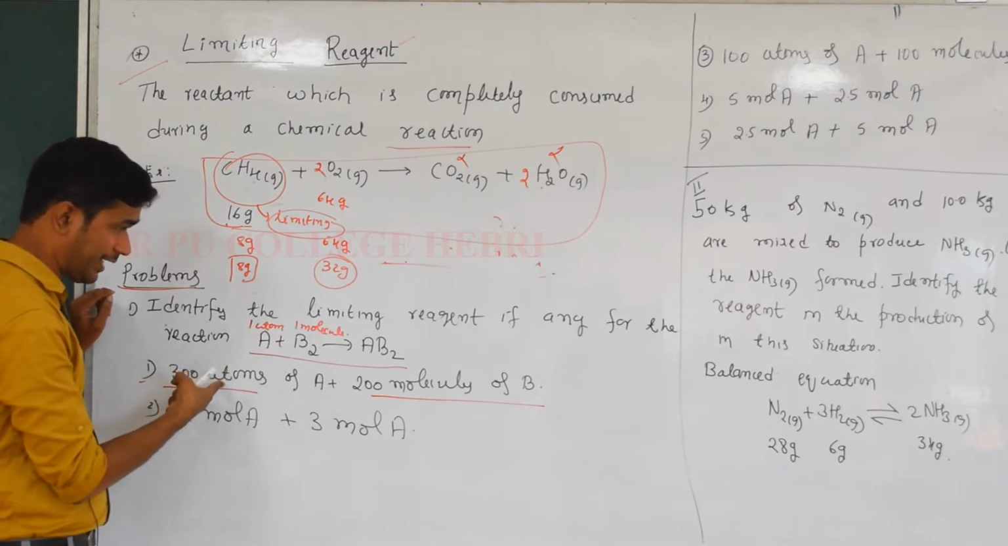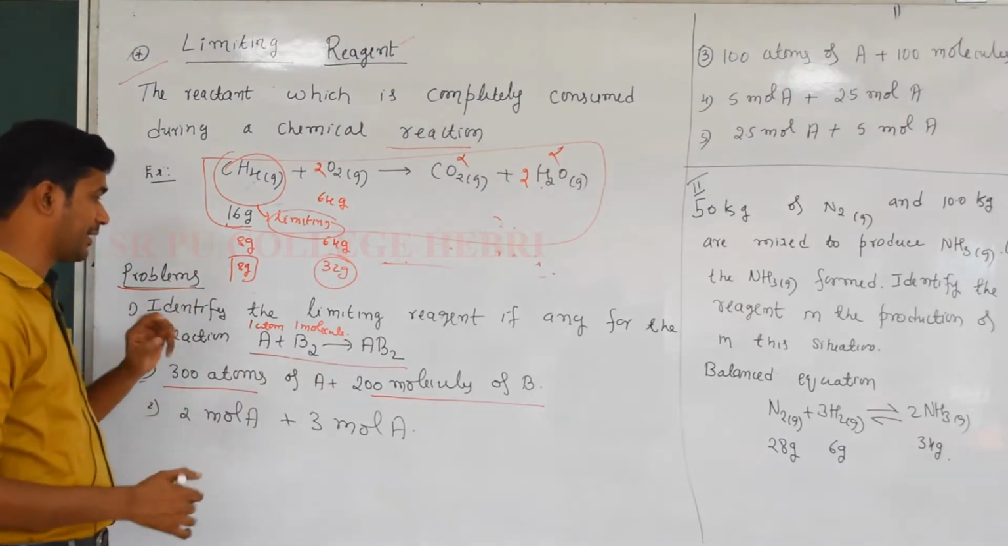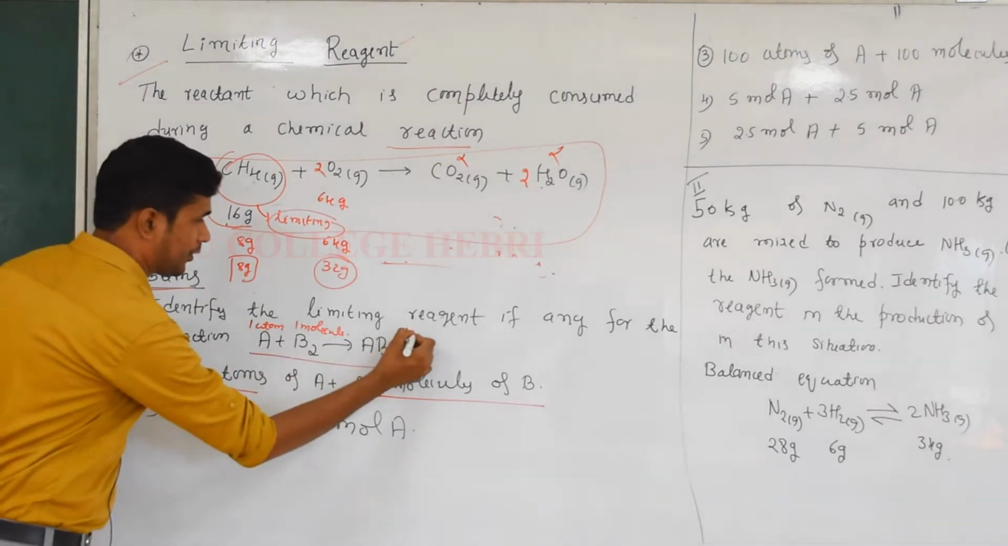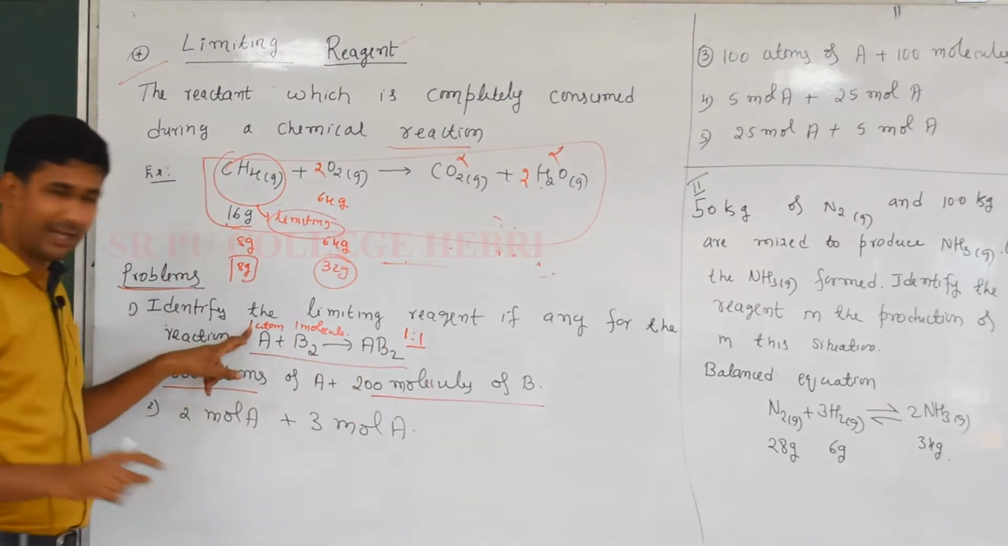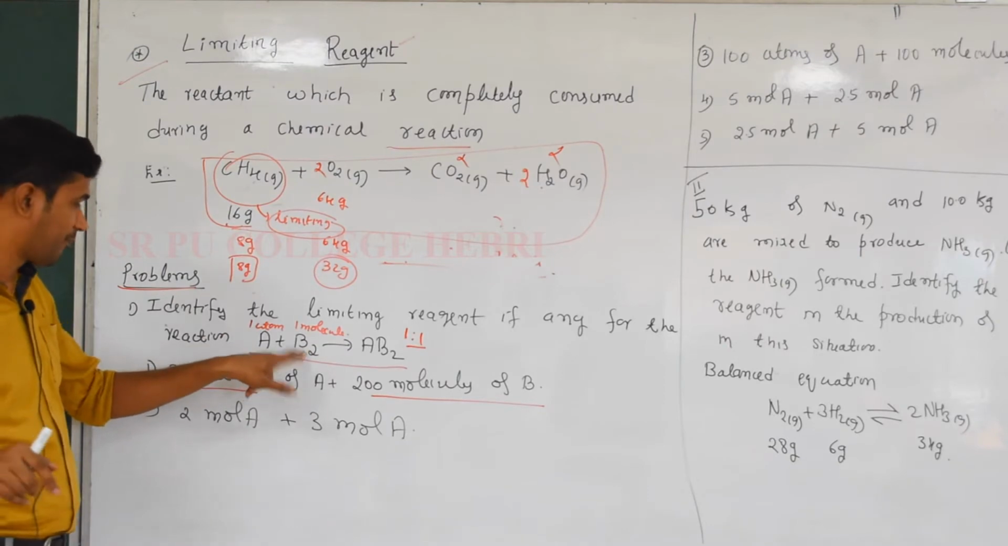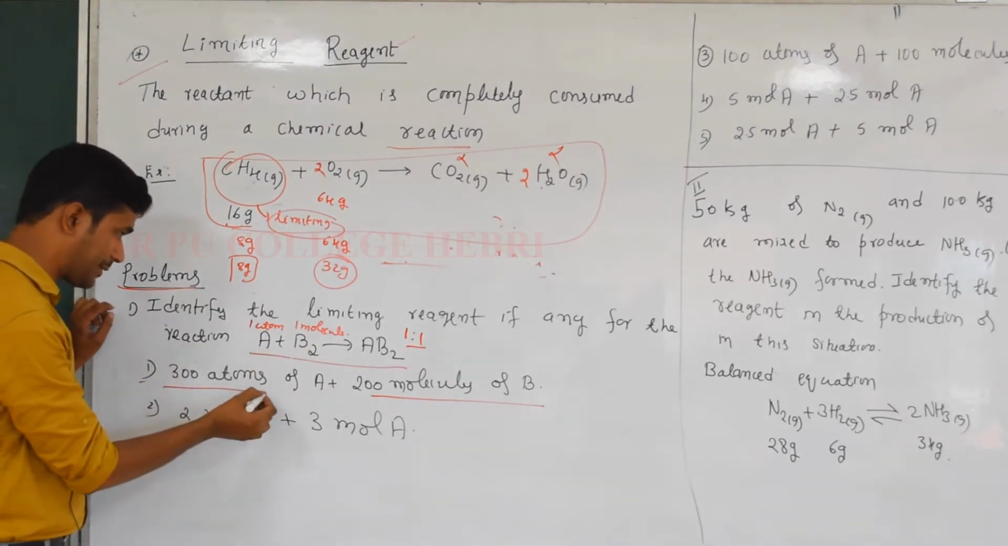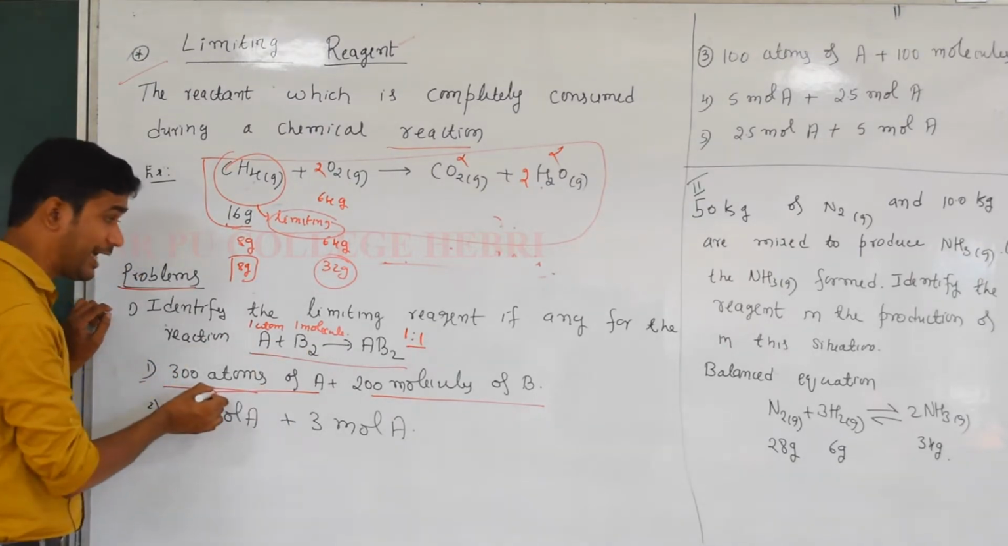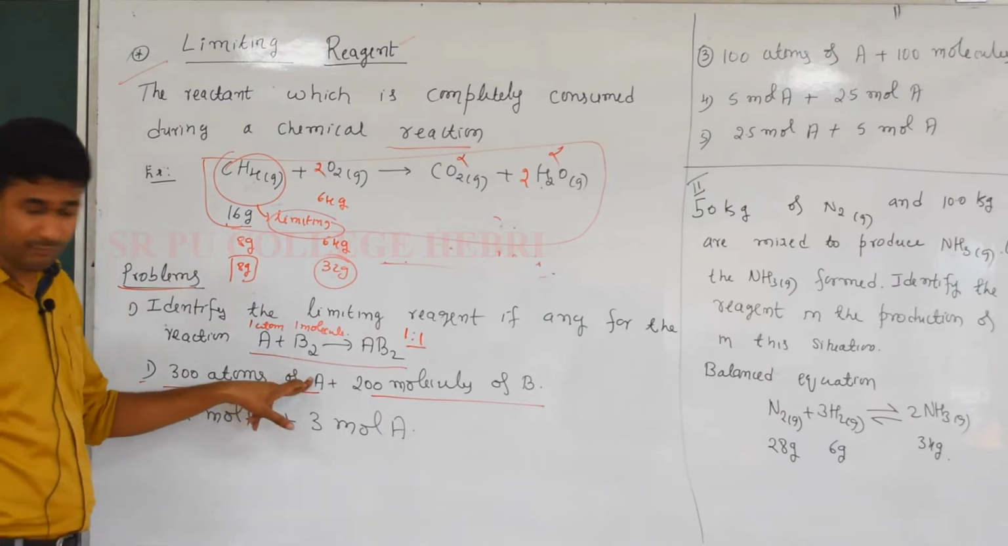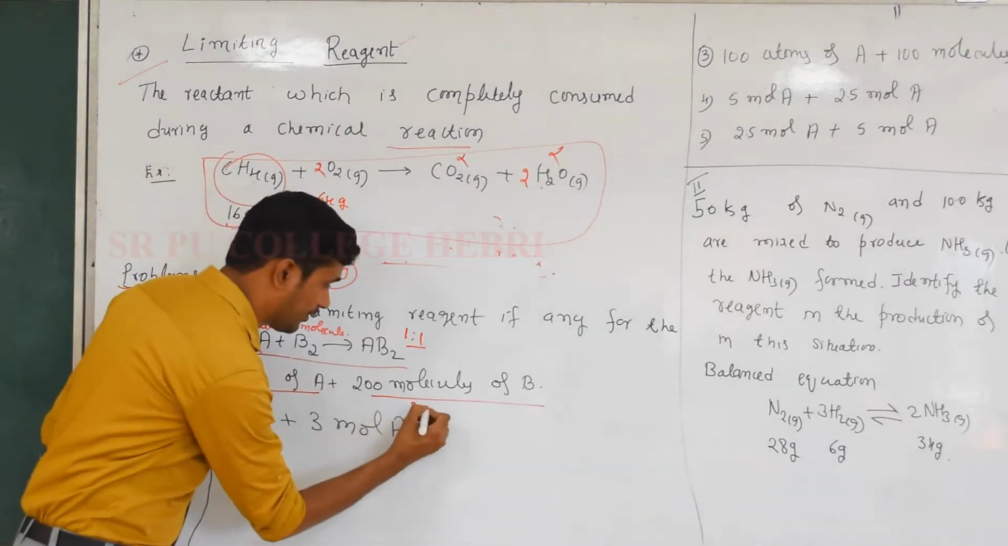300 atoms of A and 200 molecules of B are given. The ratio between atom and molecule is 1:1. Is it correct? One atom of A combines with one molecule of B. So here how many atoms of A are present? 300 atoms of A, and it requires how many molecules of B? It requires 300 molecules. Is it correct?